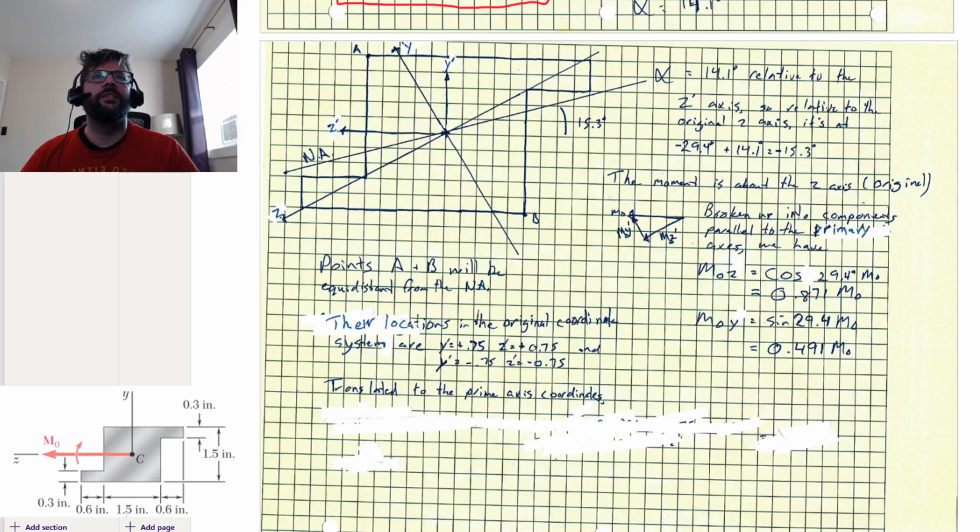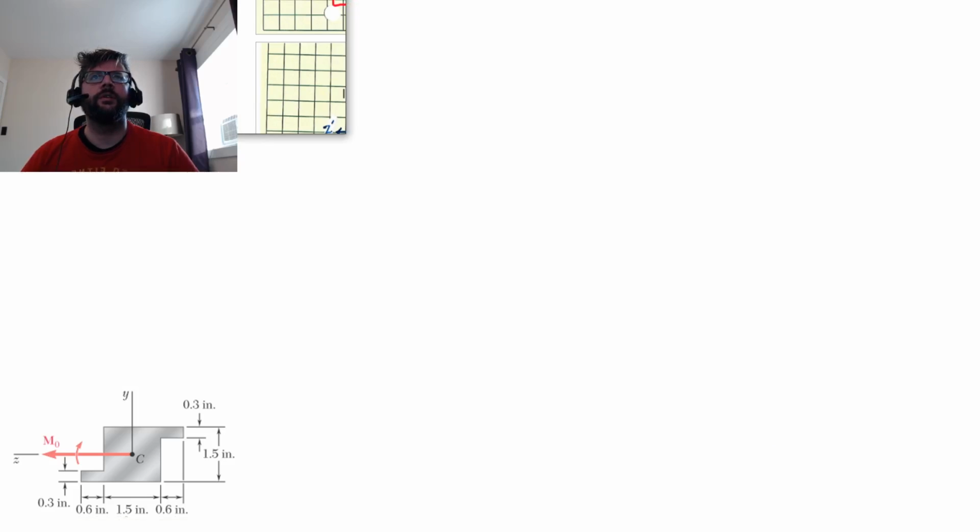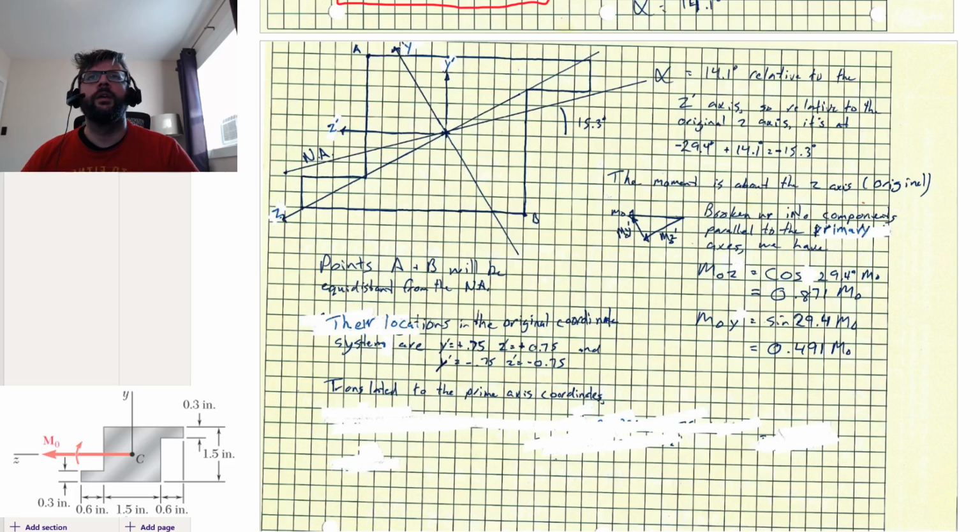So the z component there is just going to be cosine of the 29.4 degrees times the moment, which gives us 0.871, and then the y is just the sine of that. So 0.491 times our m naught.